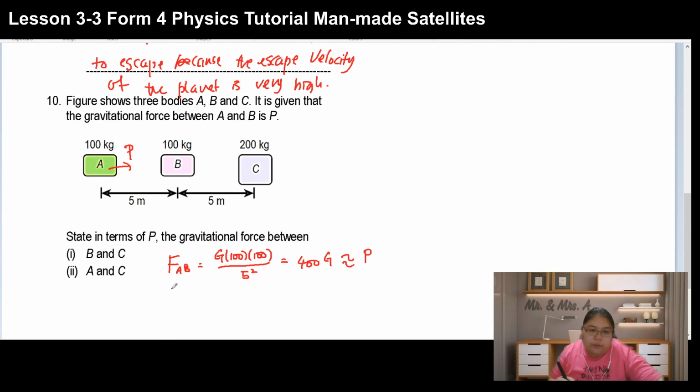Now I need to find BC and also AC. So you just use the same formula, find the answer, then give your answer in terms of P. So I get BC as 2P. AC, the answer should be half P. You need to write your calculation first, then this one is the answer. Later you check whether it is correct or not. Okay, this is question number 10.